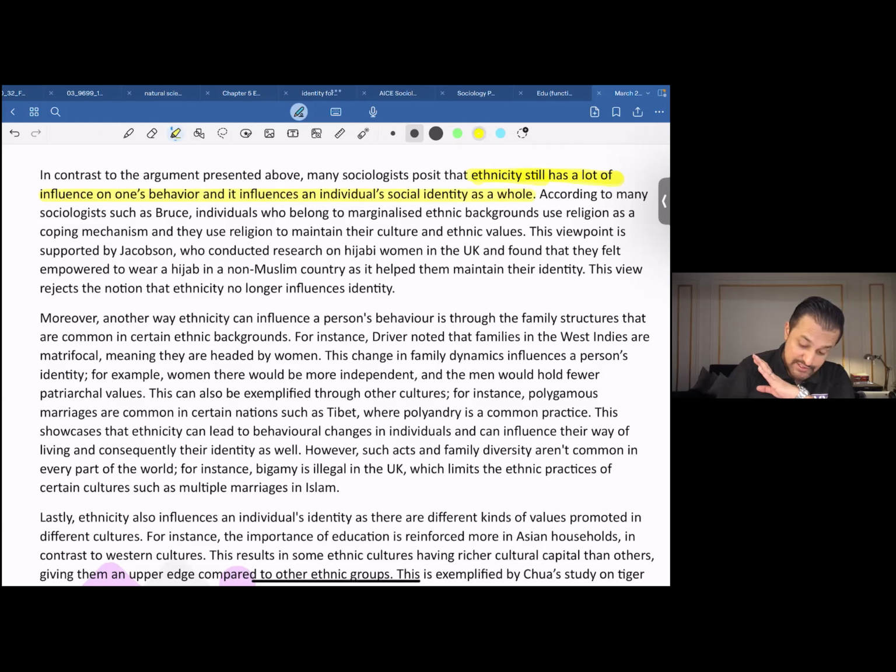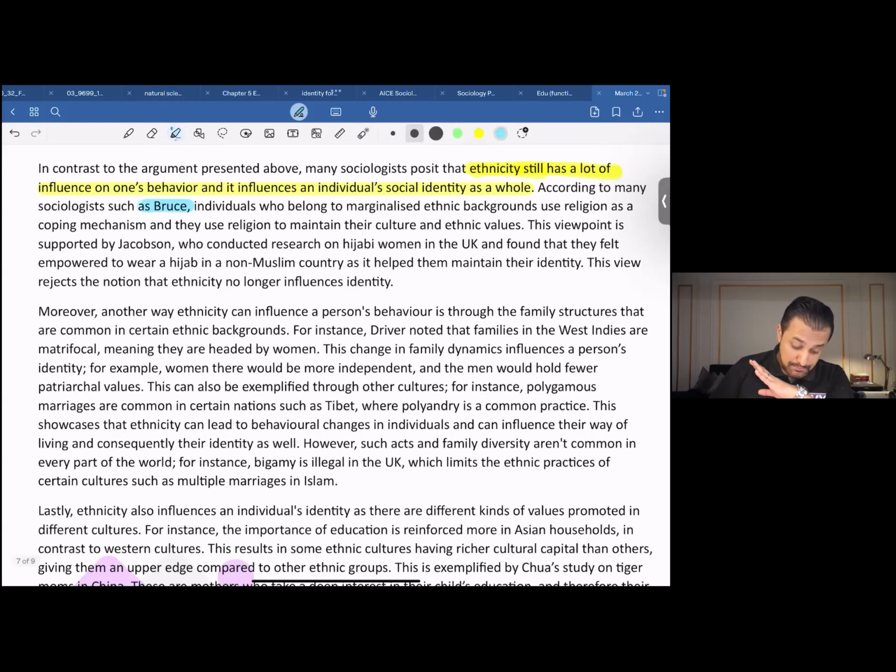According to many sociologists, such as Bruce, individuals who belong to marginalized ethnic groups use religion as a coping mechanism, and they use religion to maintain their culture and ethnic values. This viewpoint is supported by Jacobson, who conducted research on hijabi women in the UK and found that they felt empowered to wear a hijab in a non-Muslim country, as it helped them maintain their ethnic identity or religious identity, or you could write religious/ethnic identity. This view rejects the notion that ethnicity no longer influences identity. I just saw that I've taken a lot of time, so let me quickly try to wrap this up.